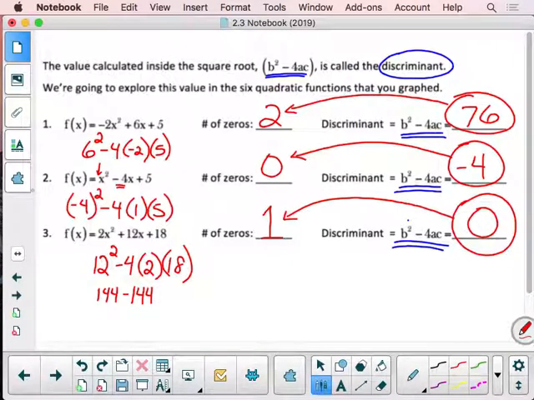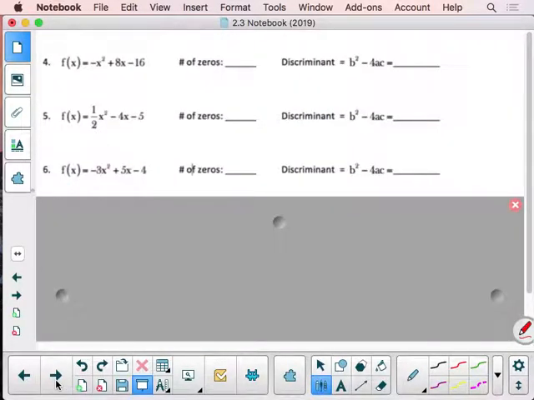Let's see if that holds true by looking at the other 3 that we graphed. This would be at the top of page 2. We already figured out these when we put them into our TI Inspire. And we found out that number 4 had 1 real 0, number 5 here had 2 real zeros, and number 6 had 0.